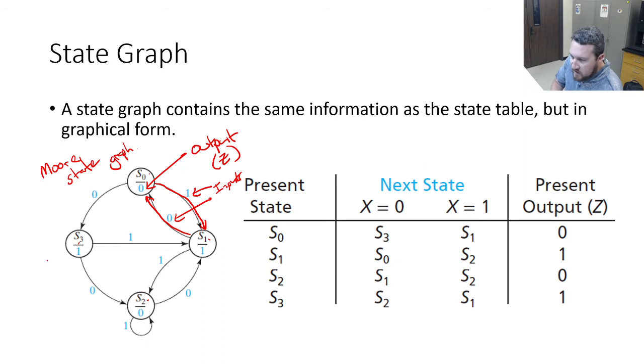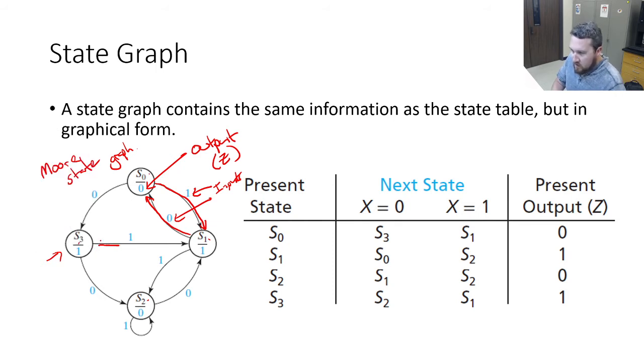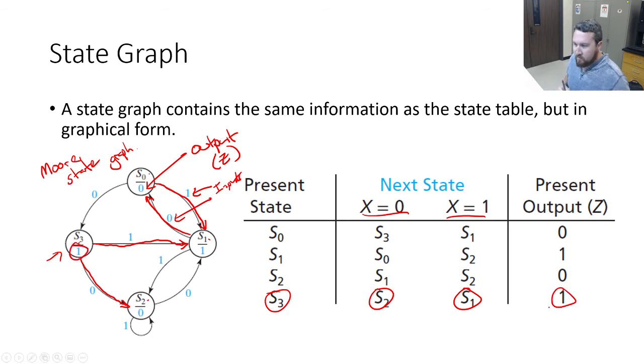So here, if I'm at state 3, and I get a 1, I can see that a 1 takes me to state 1. But if I'm at state 3 and I get a 0, that takes me to state 2. So you can see that's reflected here. If I'm at state 3 and I get a 0, I go to state 2. And if I'm at state 3 and I get a 1, I go to state 1. And of course, my output at state 3 is a 1.